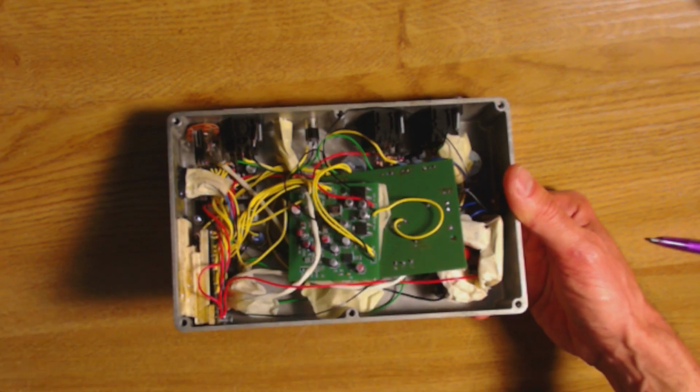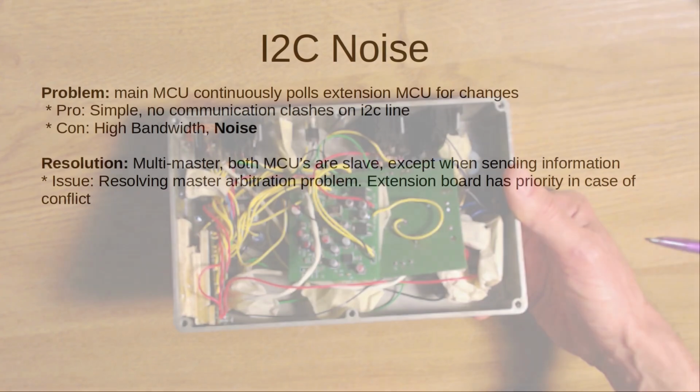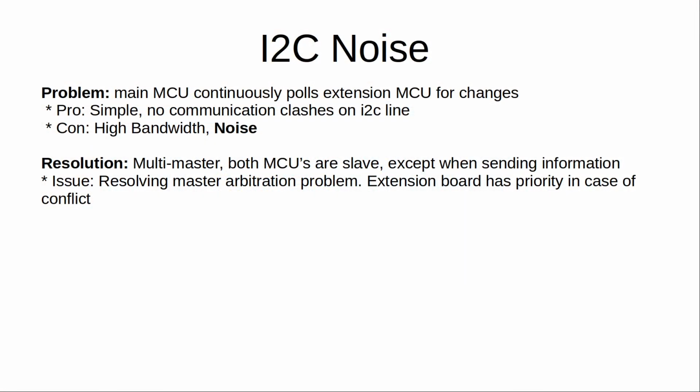So I decided to replace polling the extension IC with a multi-master I2C configuration. This has proven to be at the very limit of my embedded software engineering abilities. But in the end, the noise was reduced to almost nothing. Since the I2C line is now only busy when the stomp switches are handled or the LED color changes, the bandwidth on the I2C bus of course is greatly reduced as well, which again opens the door for further improvements and extensions.